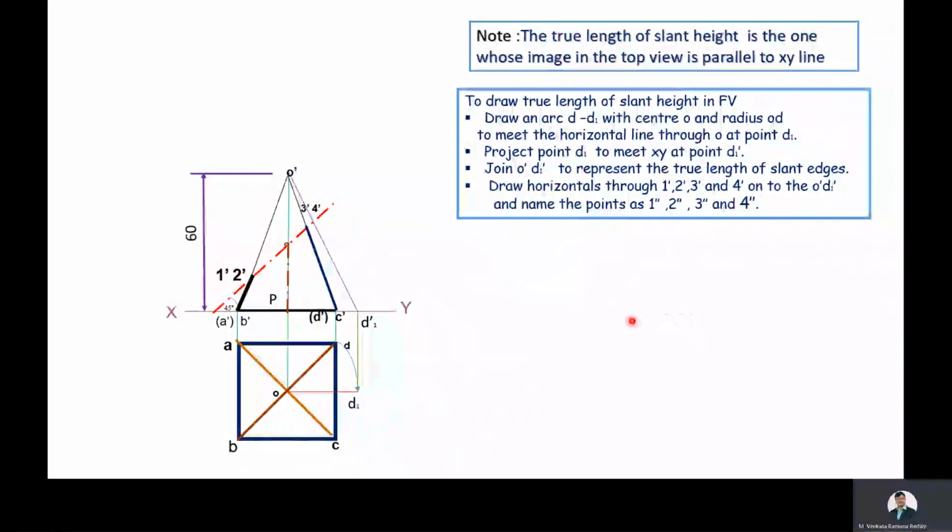Then draw horizontals through 1 dash, 2 dash, 3 dash, 4 dash towards this true length of the slant height, and name those points on the true length of the slant height as 1 double prime, 2 double prime, 3 double prime, 4 double prime.